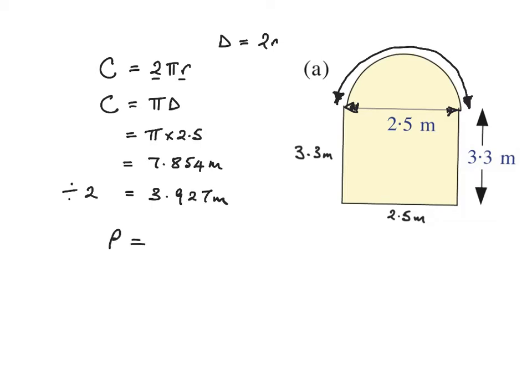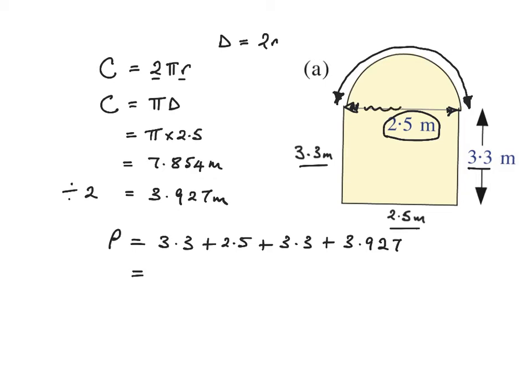And the perimeter then is this 3.3 plus 2.5 plus 3.3 plus 3.927. Now you'll notice that I haven't used this because this line here is inside the shape and that's not part of the perimeter. The answer then is 13.027 meters.